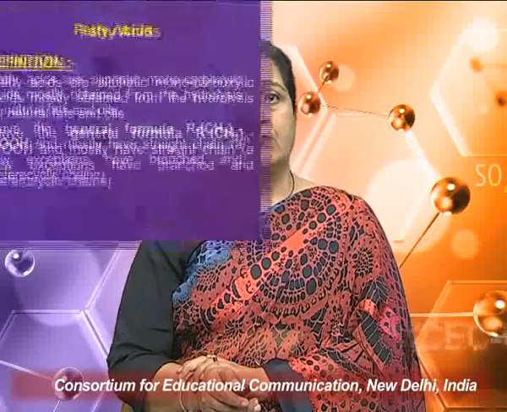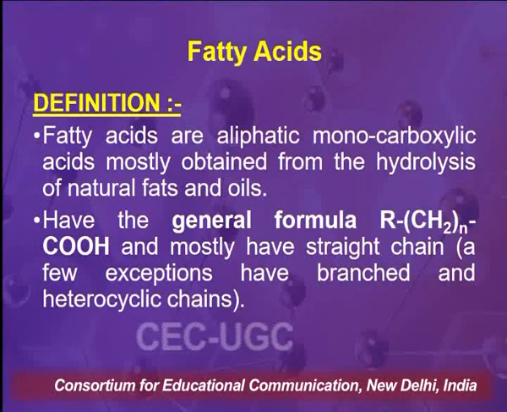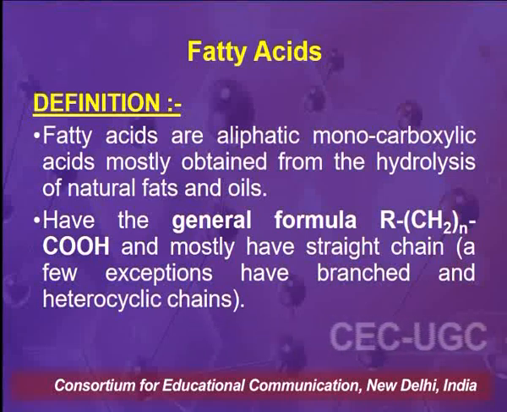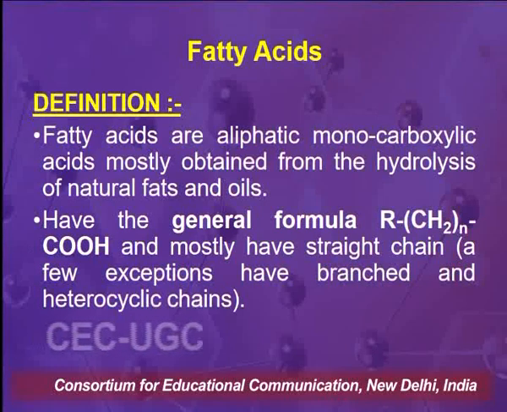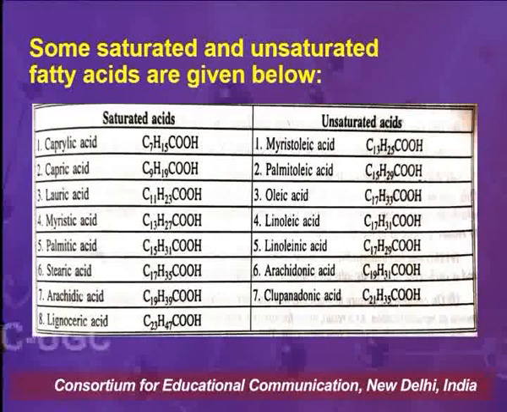Now we have been using the term fatty acids. What are fatty acids? Fatty acids are aliphatic monocarboxylic acids mostly obtained from the hydrolysis of natural fats and oils. They have the general formula R(CH2)n COOH and mostly have straight chains. A few exceptions have branched and heterocyclic chains as well. This is the list of some saturated and unsaturated fatty acids. Saturated fatty acids contain C single bond C, whereas unsaturated fatty acids have a C double bond C.